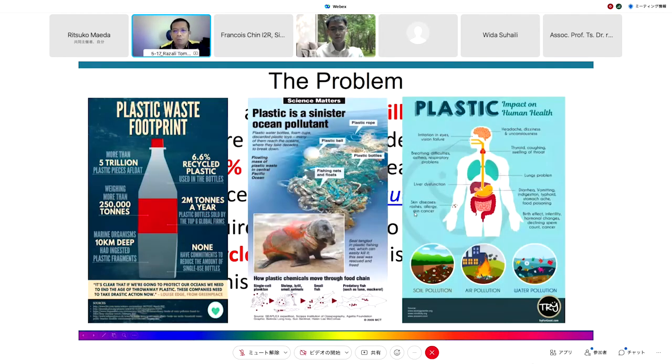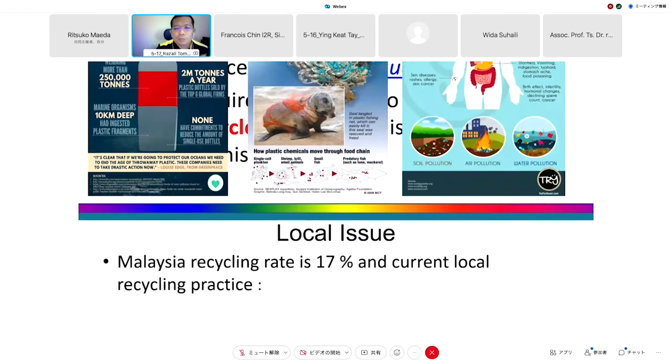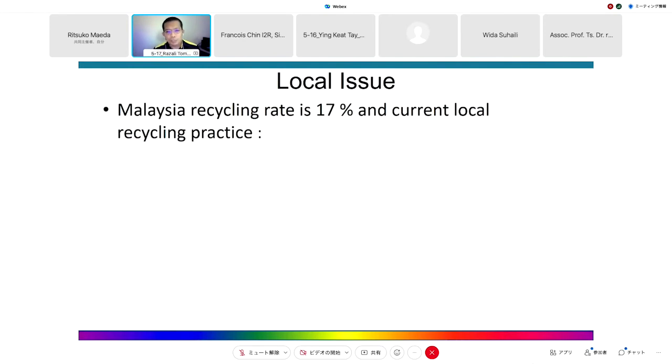So one of the things regarding plastic is that if those plastic bottles enter our body, it can cause some sort of disease. In this particular case, they said lung problems, liver dysfunction, and so on. So one of the things we try to emphasize is that we want to develop a system capable of improving recycling in Malaysia.